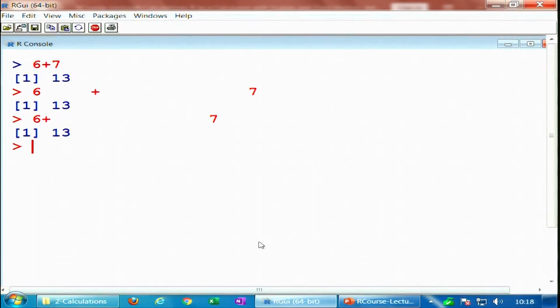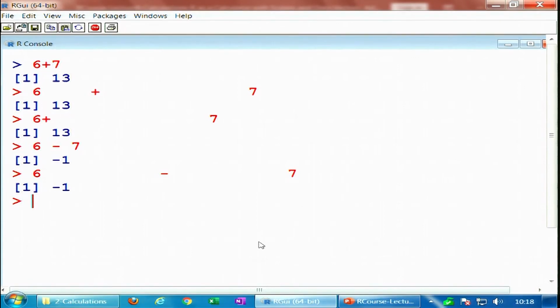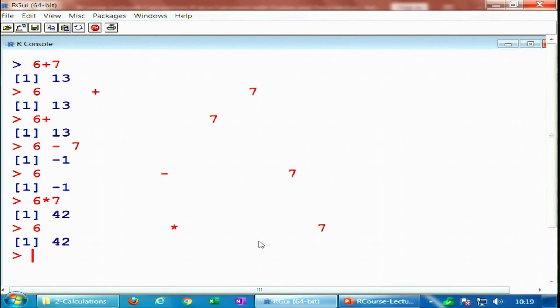For example, if I take 6 minus 7, this is minus 1, and even if I write 6, a blank space, minus, say, 7, you can still see this is minus 1. Similarly for multiplication, 6 into 7 without leaving any blank space is 42. And if you take 6, some blank space, and then 7, this is still 42.